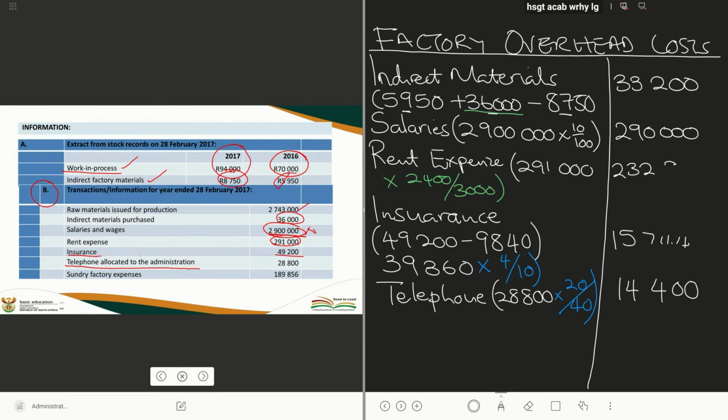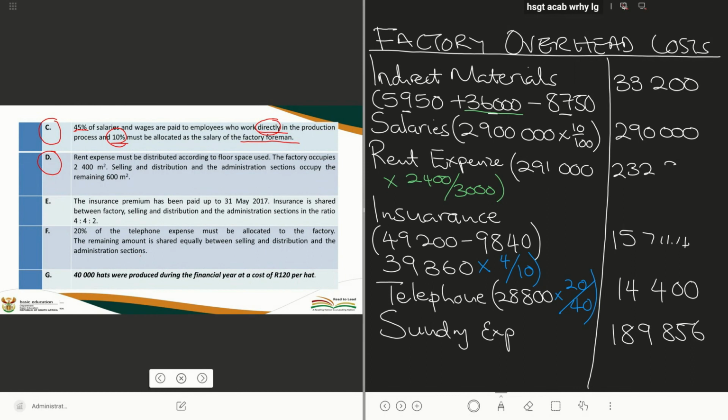And the last part is saying sundry factory expenses. So you're going to come now to your sundry expenses. And your sundry expenses, they gave us 189,856. Did they give us any adjustments? Let's go and see. No. So that means we can now add everything.